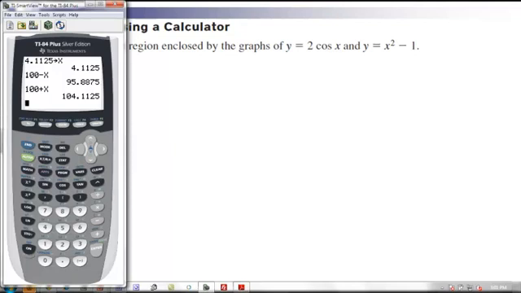Draw the two graphs. Okay, we'll draw the two graphs. Y equals 2 cosine x, and y is equal to x squared minus 1. Oh, I hate when I do that. X squared, arrow, that gets me back down there.